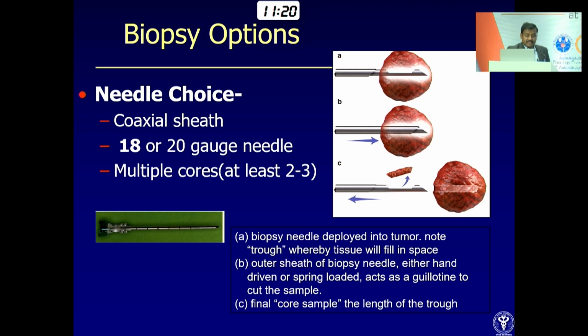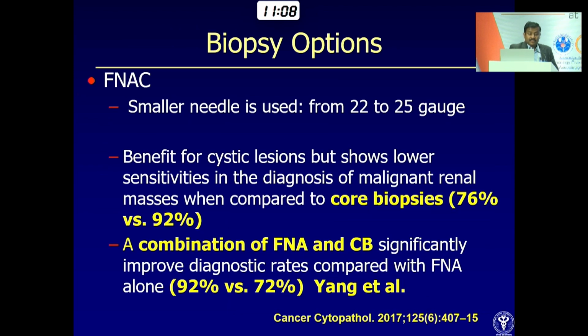Typically, it's a coaxial sheath, and the needle size is typically 18 to 20 gauge, and in most cases, at least 2 to 3 cores are usually taken during the renal mass biopsy. When we talk about FNAC, typically the size of the needle is 22 to 25 gauge, and it is beneficial particularly in cystic lesions. However, it has a lower sensitivity to diagnose malignant renal mass when you compare it to core needle biopsy.